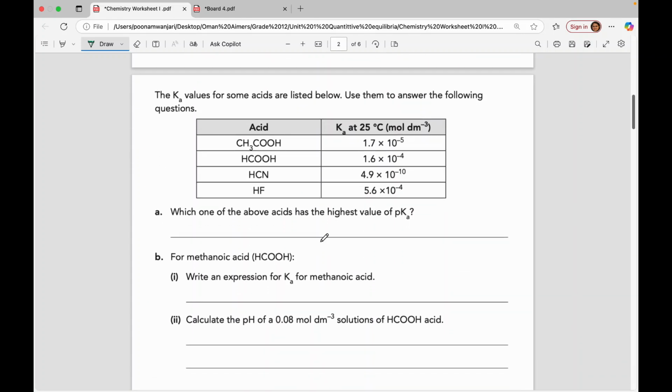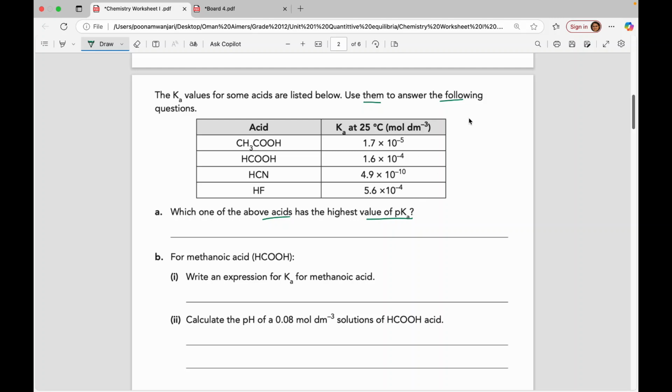Now there are PYQs, students, previous year questions. So we will discuss one question here. The Ka values for some acids are listed below. Use them to answer the following questions. You are given some acids and their dissociation constant values: acetic acid, methanoic acid, hydrocyanic acid, hydrofluoric acid, and their dissociation constant values. Which of the above acids has the highest value of pK?